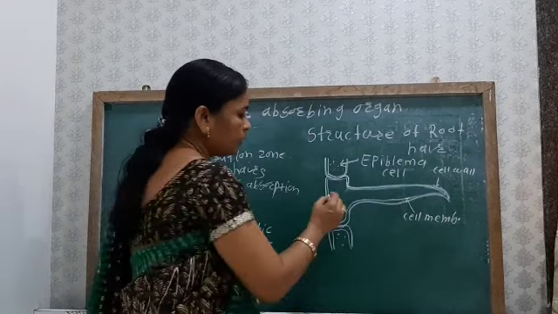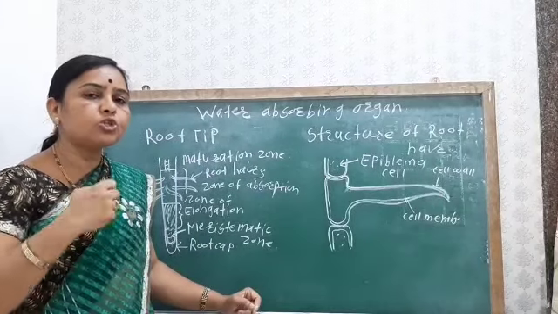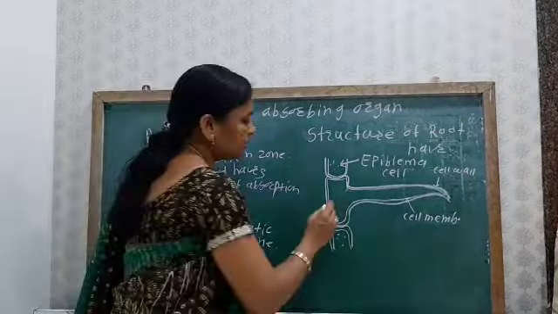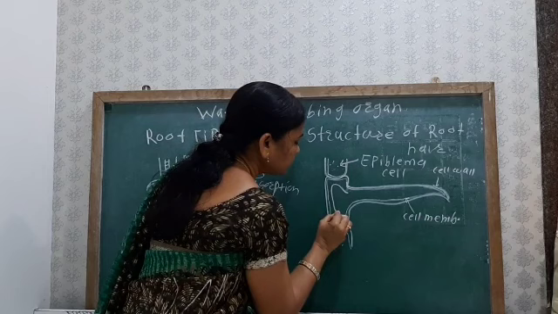So it is a single cell, unicellular. Root hair is unicellular. It is colorless and short-lived. See here, this shows the large vacuole.